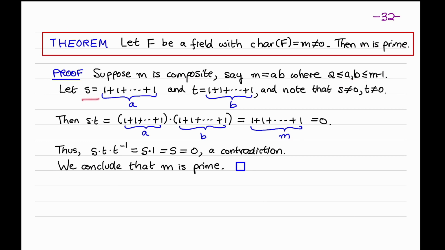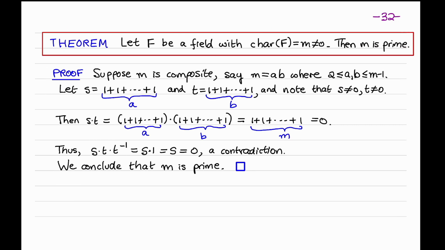Let S be the field element you get by adding 1 to itself a times, and let T be the field element you get by adding 1 to itself b times. Note that both S and T are non-zero, since a and b are both smaller than the characteristic. So now, when I multiply S times T, I get this product. I can multiply the ones by themselves a total of a times b times to get 1 added to itself m times. Since m is the characteristic, this sum is 0. Hence, S times T is 0.